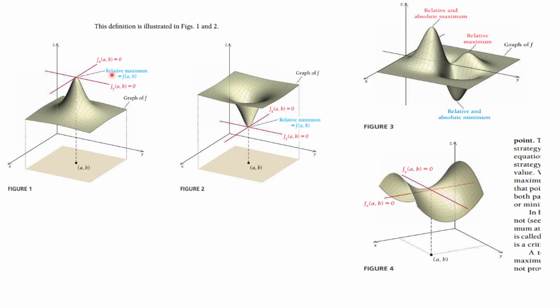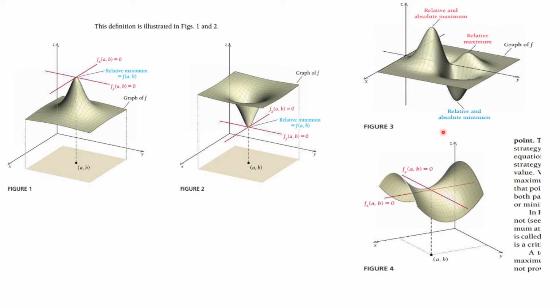Here's some pictures that will help us understand that. Here is a relative max. You see at this point (a, b), the function is bigger than anything that is near (a, b). Similarly, here you see at (a, b), the function value is smaller than any value of (x, y) that is near (a, b).